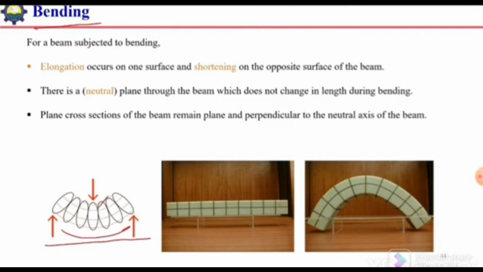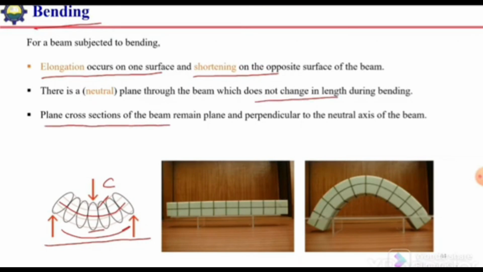the top fiber will compress and the bottom fiber will elongate. So there will be elongation on one surface and shortening on the other surface. The surface where compression occurs, the fiber will shorten, and the surface where tension occurs, the fiber will elongate. But there is a plane at the center which is unchanged. That plane is termed the neutral plane or neutral axis.